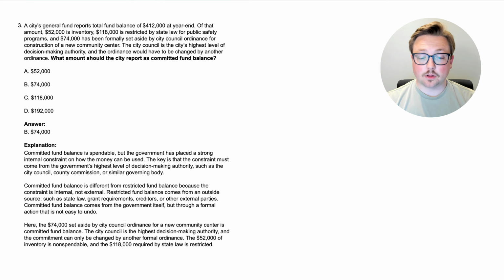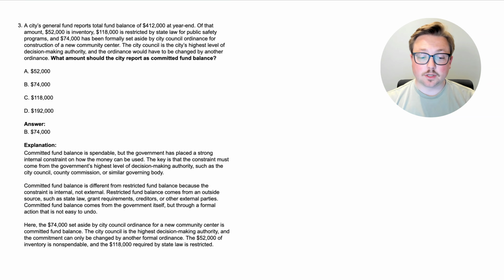Here, the $74,000 set aside by City Council ordinance for a new community center is committed fund balance. The City Council is the highest decision-making authority, and the commitment can only be changed by another formal ordinance. So it's very strict, but again, it was internal.